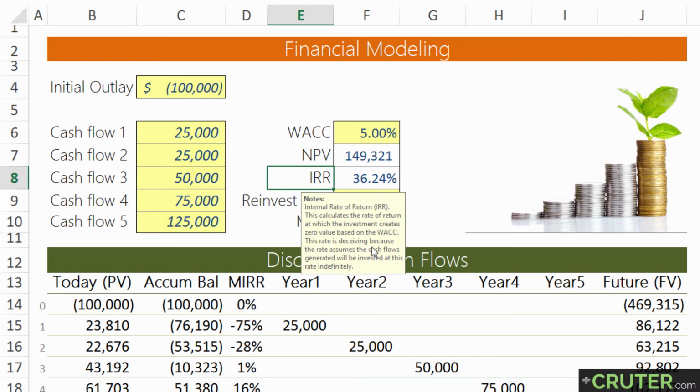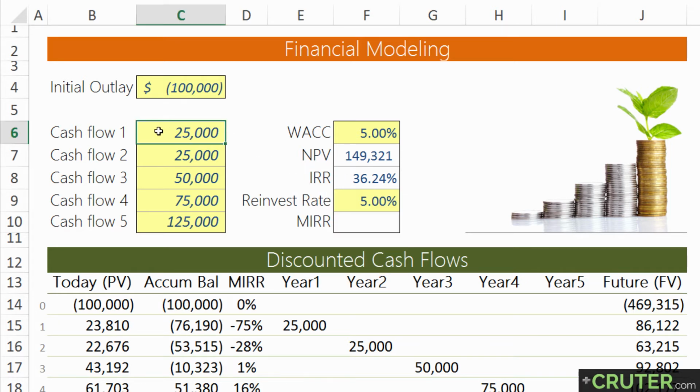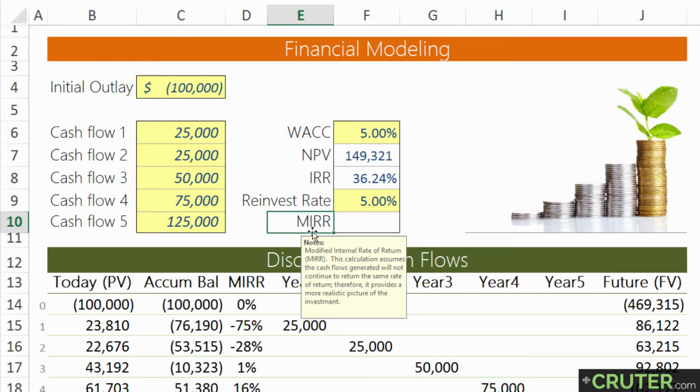This rate is deceiving because the rate assumes the cash flows generated will be invested at the same rate indefinitely, which means that in this first year, I'll make $25,000, which is a rate of 36%, and I'll continue to be able to invest this cash that I've made at the same rate of 36%, even if I'm not putting it back into the same company. This could be saying I have $25,000 and I put it in the bank, which we all know the bank doesn't give us interest of 36%. We'd be lucky to even get 1% these days. So because of this possibility, it's good to go ahead and use this MIRR formula.